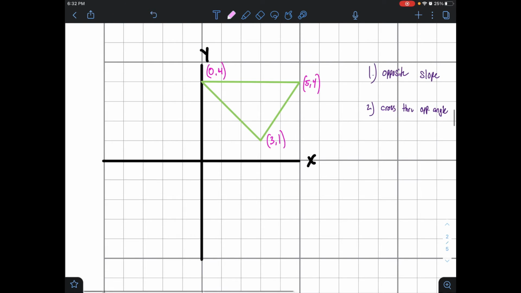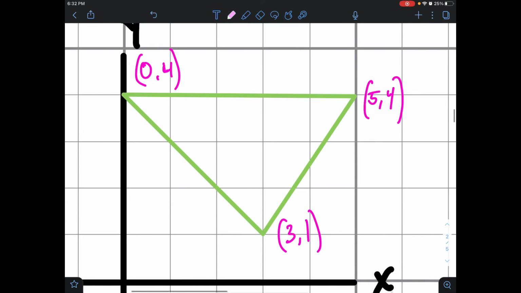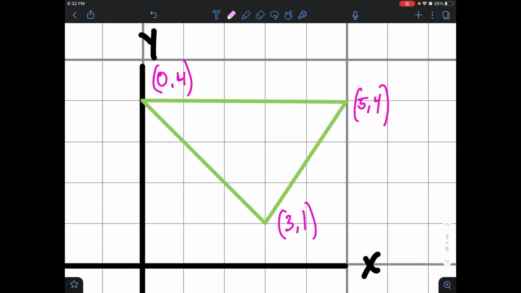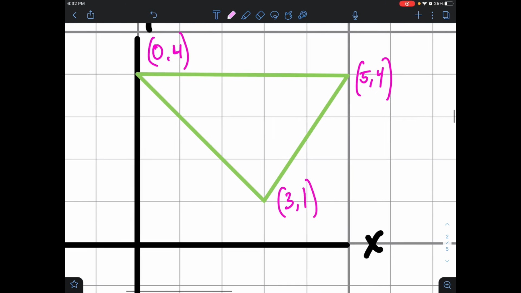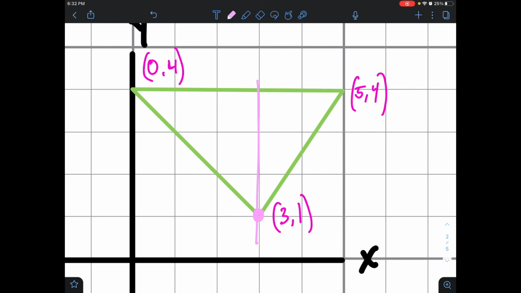Okay, so the first step is going to be to find the opposite slope. The opposite slope of this is going to be a vertical line since this line is horizontal. But we have to cross this new line through its opposite angle, which is this angle right here. So we just draw a vertical line going through this angle that touches our first line. So here's our first line.